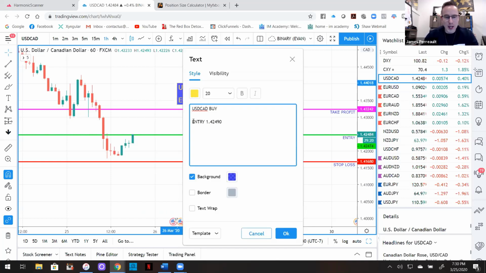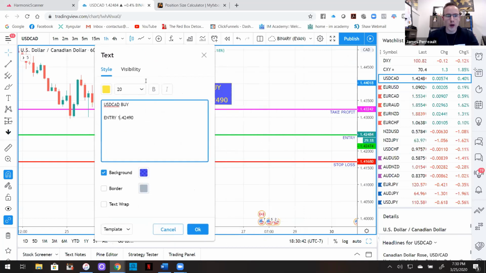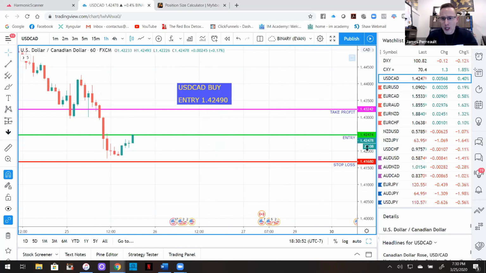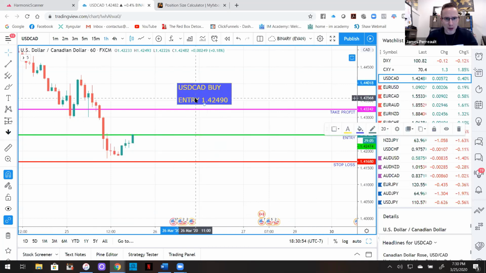Entry. Okay. Now, right away, we have to determine what our stop loss is. She doesn't give you a stop loss. She just says it's 30 pips from whatever your entry is, right? So how do we determine that? We can do very simple, quick math here, guys.